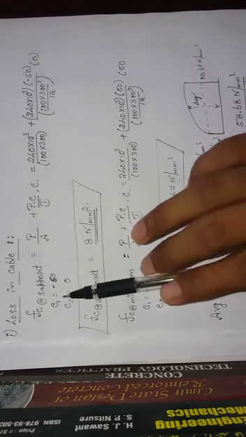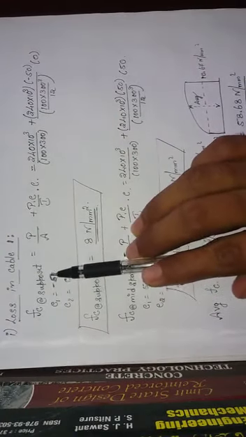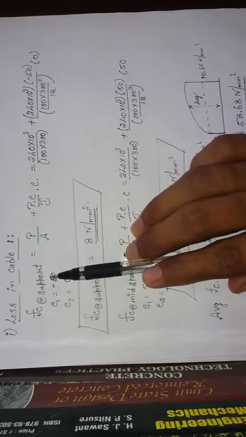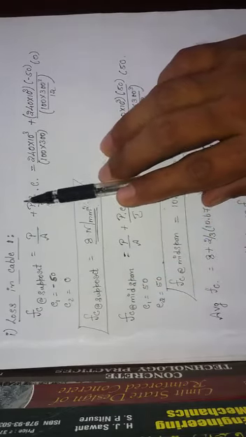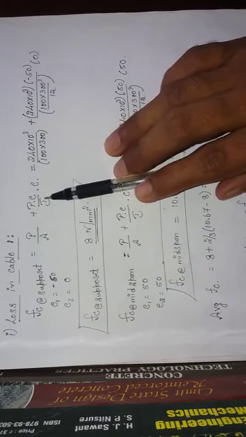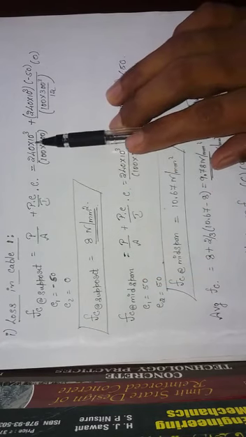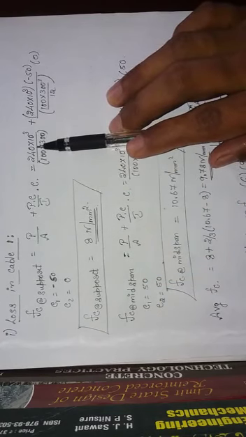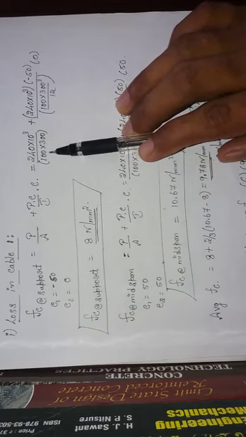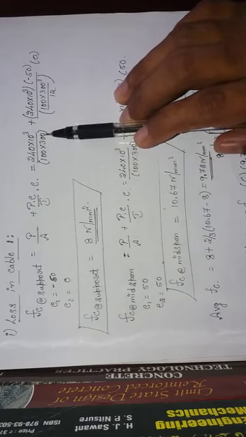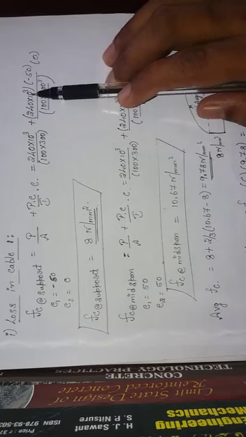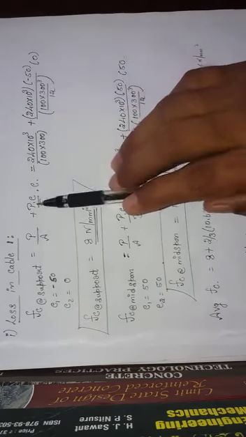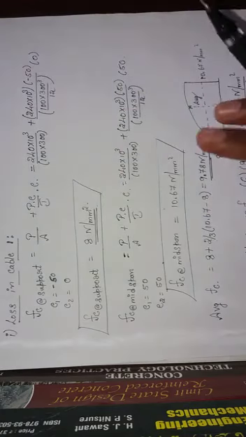So I'll be going with this one, fc at support. I am calculating P by A plus P into e divided by I into e. So P is 240 into 10 raised to 3 divided by 100 into 300, that is the area. 240 into 10 raised to 3 is the P value, and e is the eccentricity of the first cable at support.